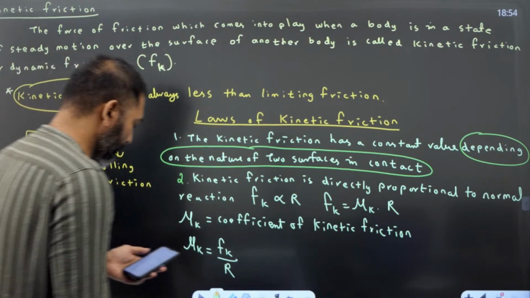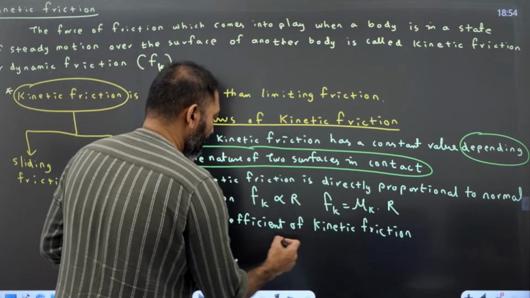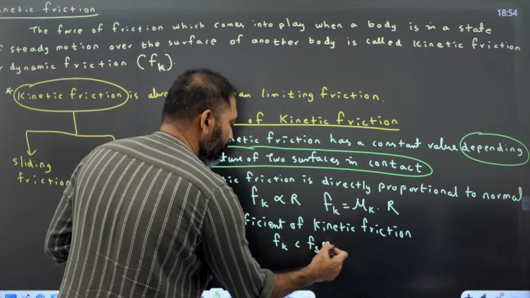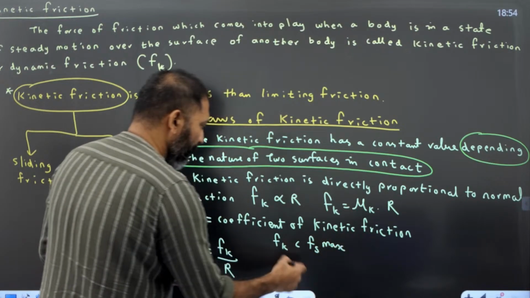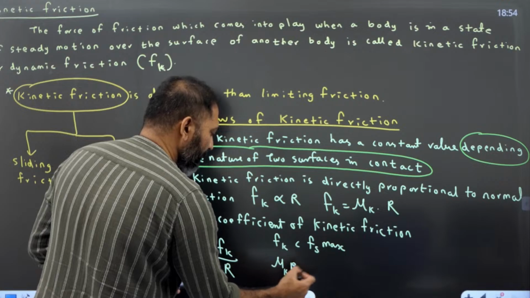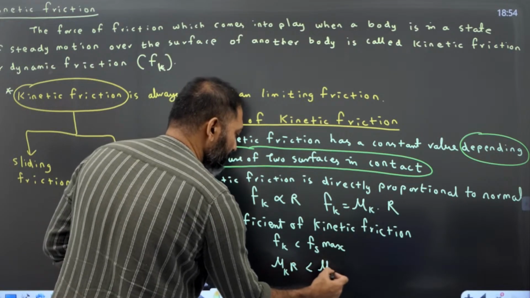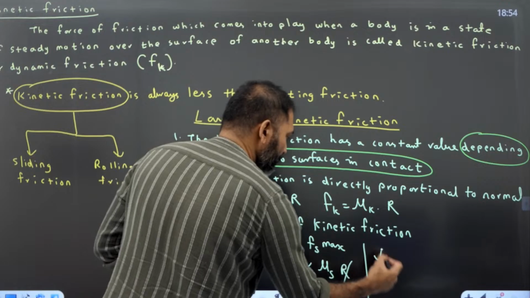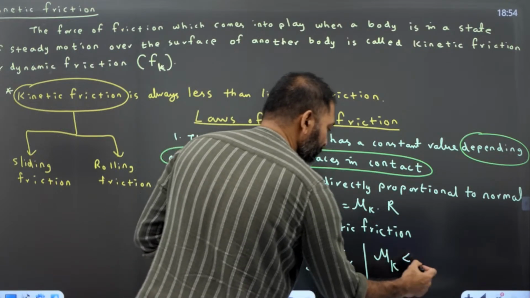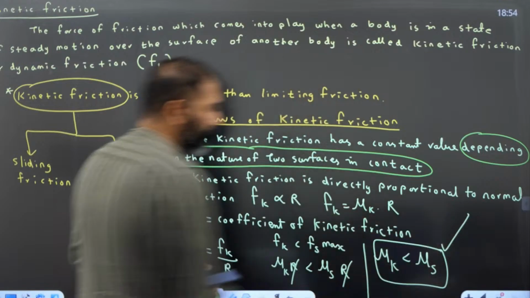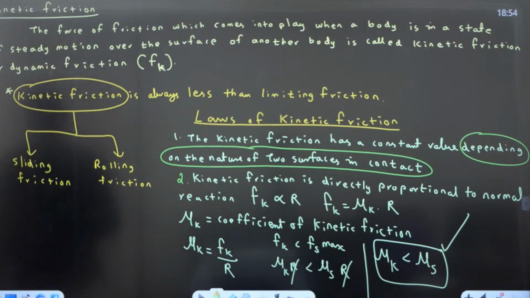Now we know that Fk is lesser than Fs max. Fk is mu K R, and Fs max is mu S R. R gets cancelled, so we can write that the coefficient of kinetic friction is lesser than the coefficient of static friction.